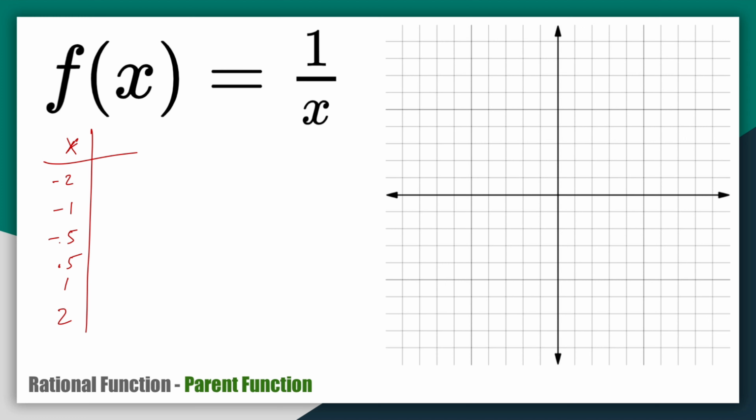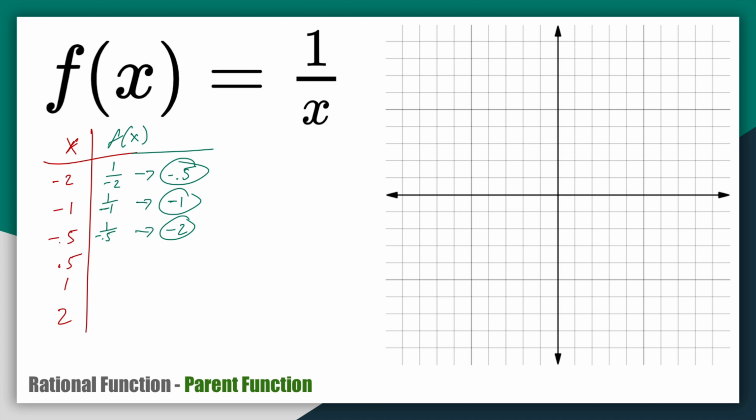So when I plug in -2, you get 1 over -2, or just -0.5, and this is your f of x value. So we have -2, -0.5. Then you plug in -1, you have 1 over -1, which is just -1. Then you plug in -0.5, you get 1 over -0.5. And remember, 1 divided by 0.5: you can ask yourself, how many times does 0.5 go into 1? That's 2 times. So 0.5 is a negative, so that's -2.